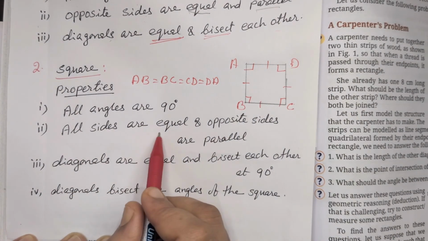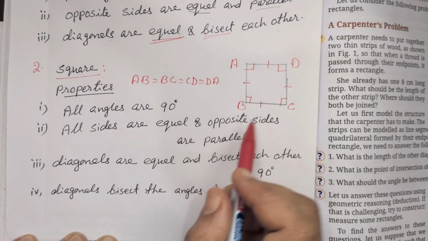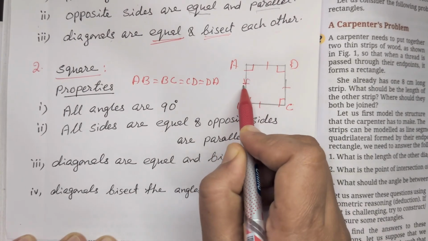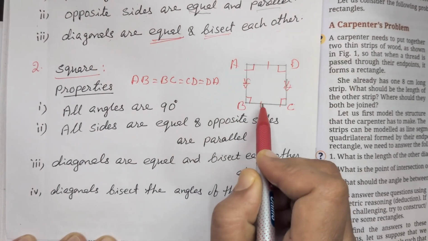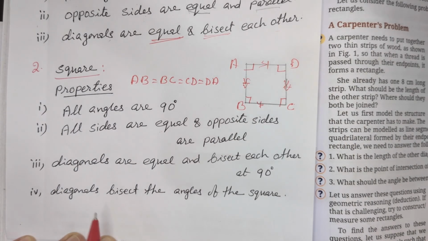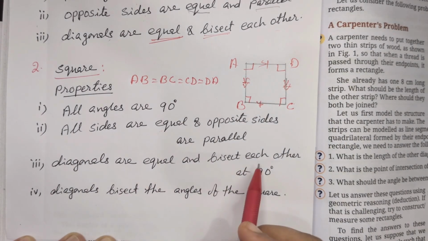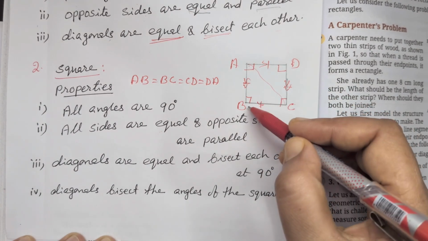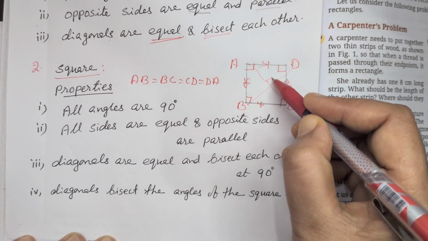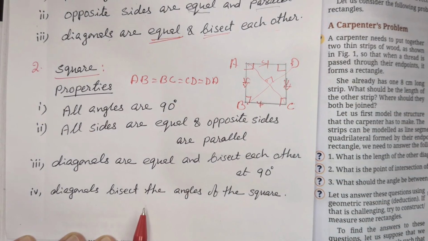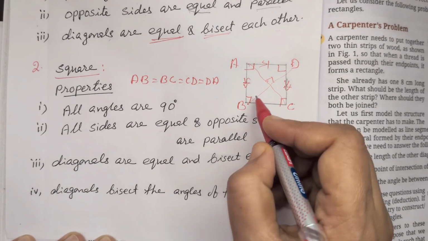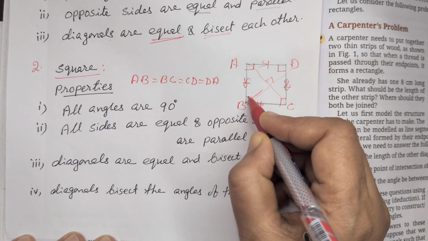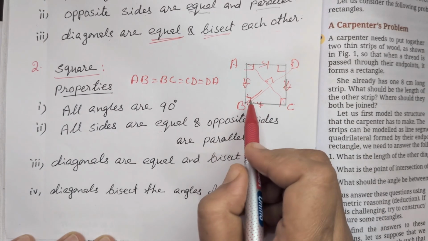Now all sides are equal and opposite sides are parallel. These two are parallel. Same way, these two are parallel. Diagonals are equal and bisect each other at 90 degrees. Here are the diagonals, and they bisect at 90 degrees. And diagonals bisect the angles of the square. This diagonal is bisecting the angles of that square.